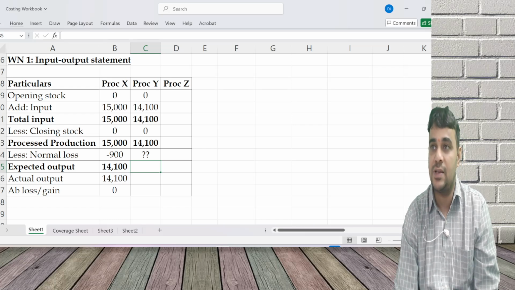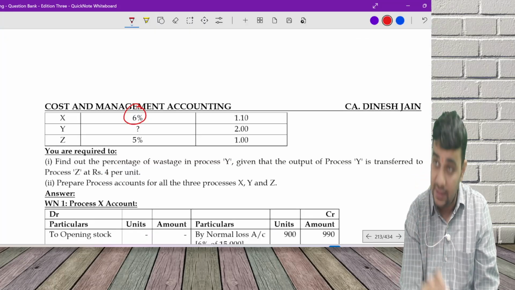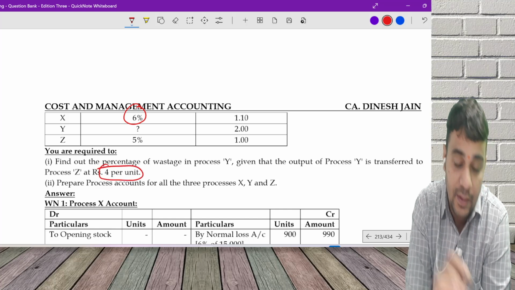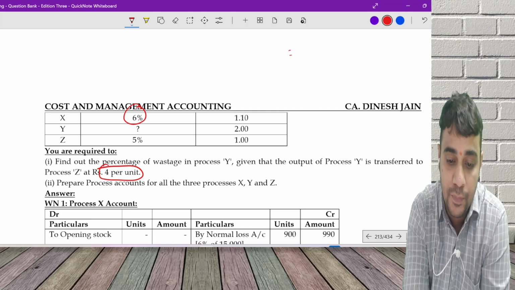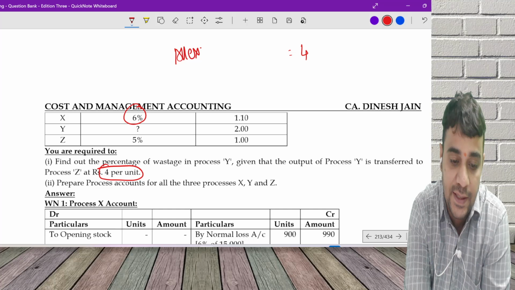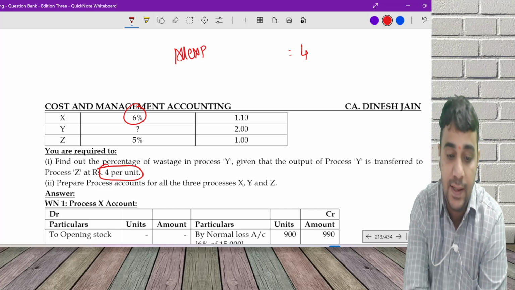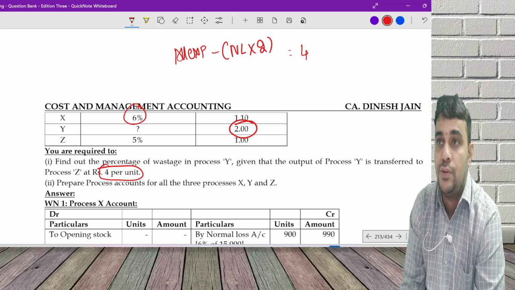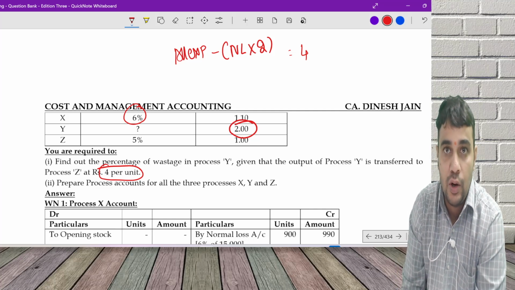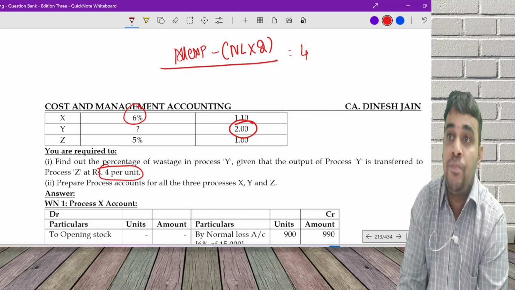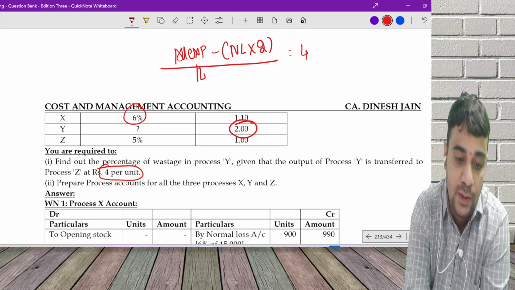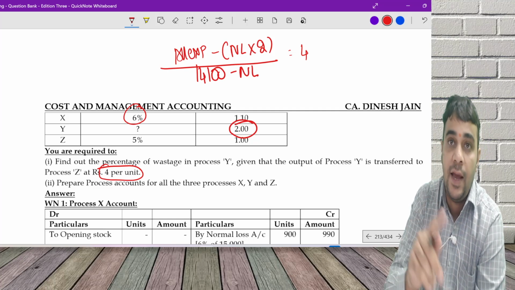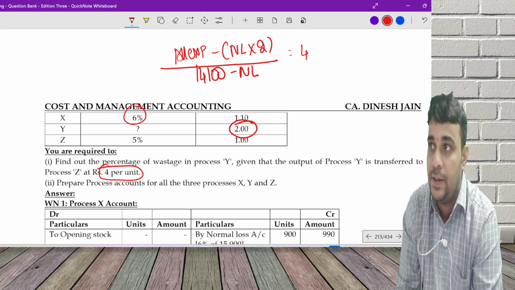I cannot say no abnormal loss, no abnormal gain, because they're asking what is the percentage of wastage. But what they have given is the 4. So this 4 is technically all expenses minus normal loss into 2 rupees, divided by expected output. I don't know the normal loss units. Expected output is 14,100 minus normal loss. Somewhere this will help me in getting that normal loss.